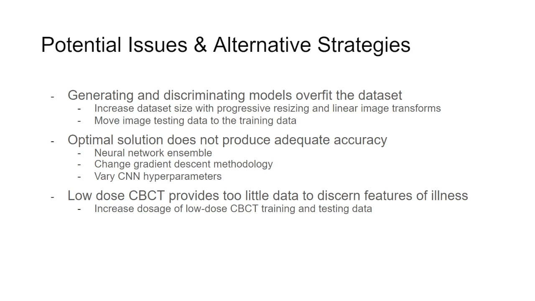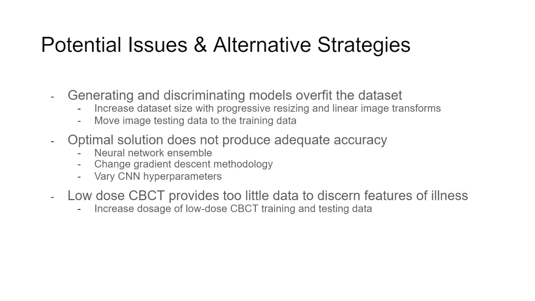Secondly, the optimal solution for our neural network might not decrease error enough. It might not produce adequate accuracy. To improve this, we can make sure that our convolutional neural network hyperparameters are correct, and we can also change the gradient descent methodology, say between momentum-based and Adam optimizer gradient descent. And finally, we can put multiple neural networks together to create an ensemble.